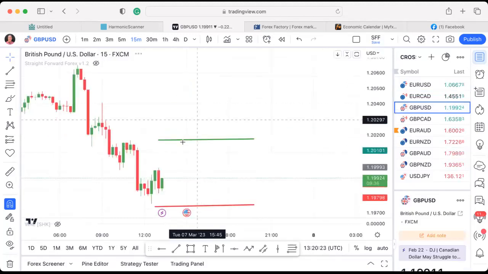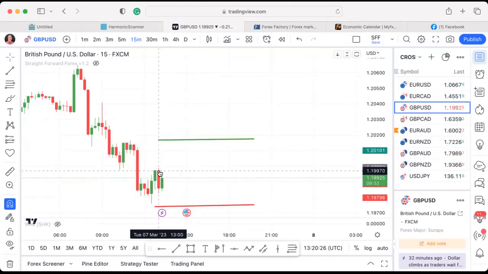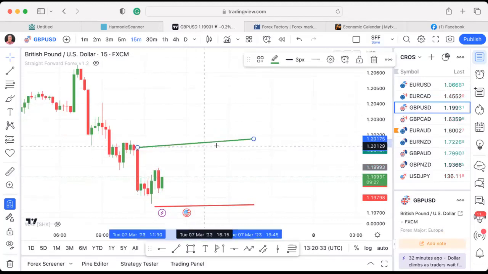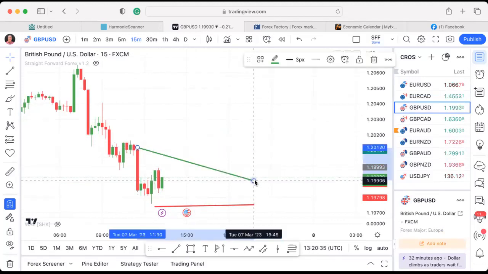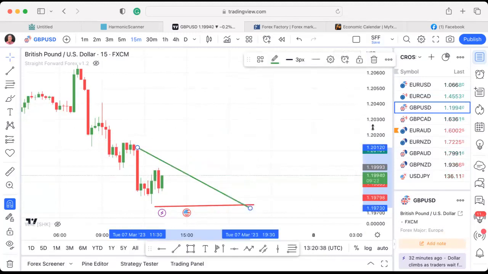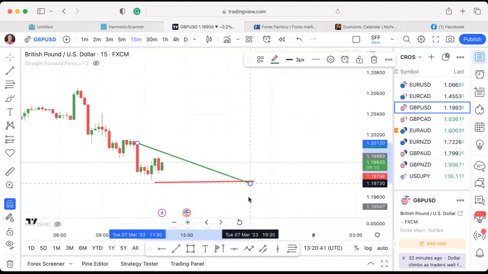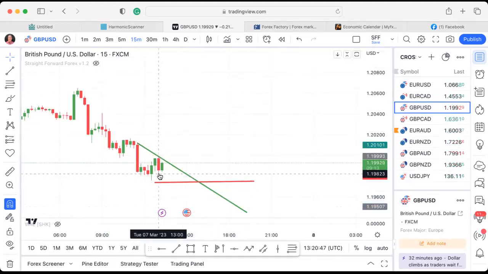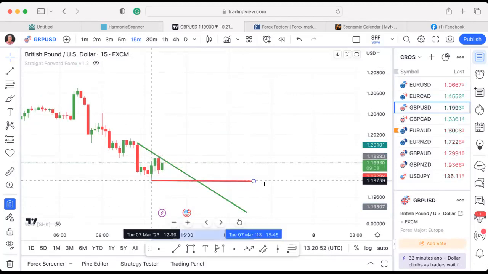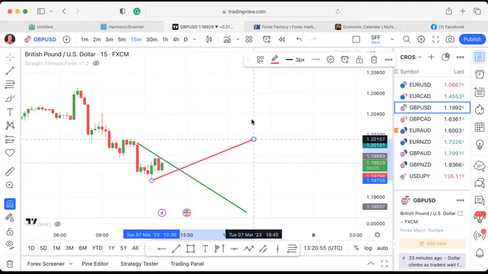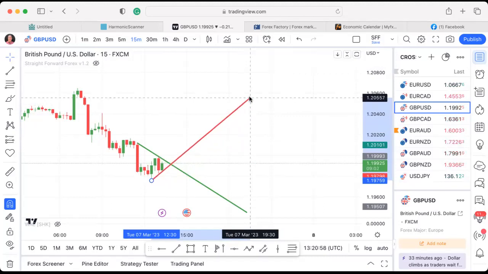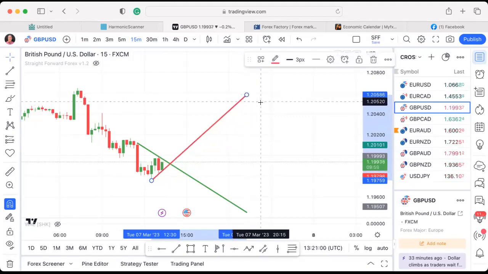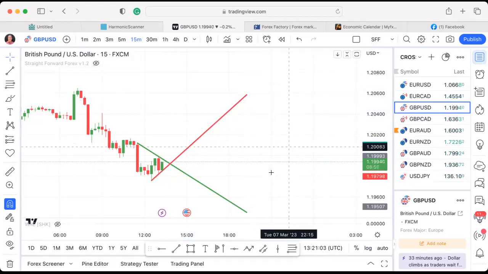GBP USD. That's the 1 o'clock candle. If I look to the left, it's that one there. Drag that down. The bottom of the 1 o'clock candle, look to the left, it's that one there. These don't have to be 100% accurate.